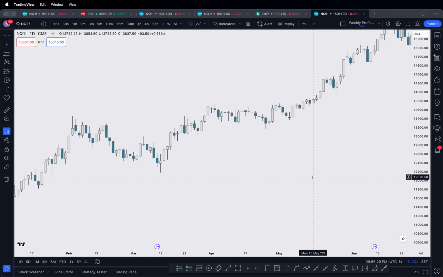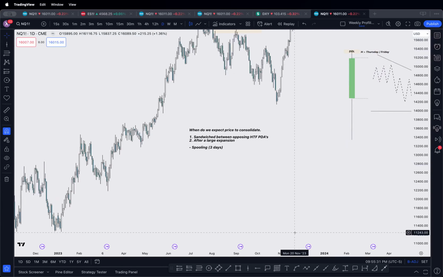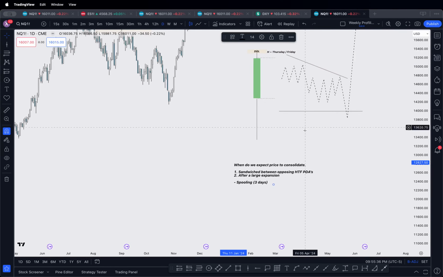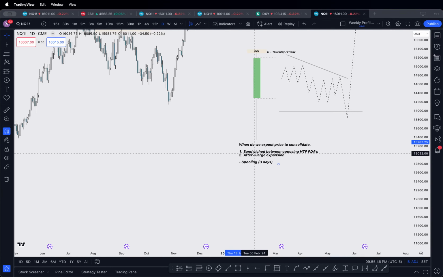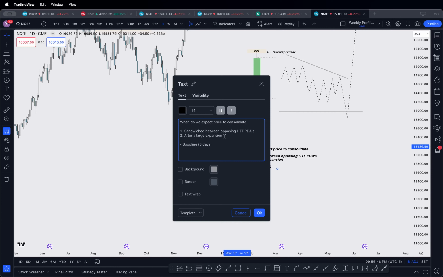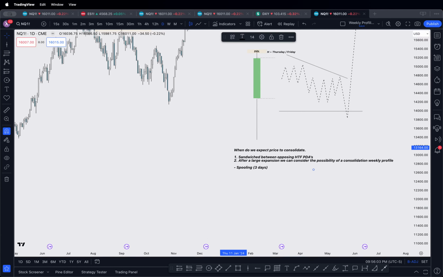Fantastic. Let's find some more examples of the two profiles we know. Seeing them like this, guys, is the best way for me to teach. Yes, we can go through more of the conditions, so we can quickly finish doing this, and then we can just keep doing this because this is the best way to see it. So after 3 large days of delivery, we can also expect to see in price some sort of consolidation. So you can keep that in your notes. After a large expansion, we can consider the possibility of a consolidation weekly profile. So this is a signature I want you guys to pay attention to in price. Not just time, but also price.